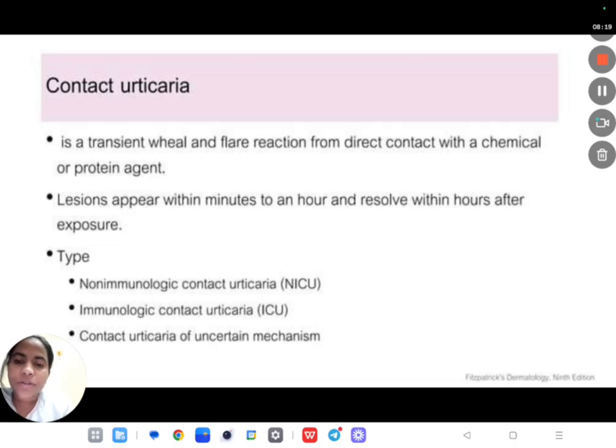Contact urticaria is a transient wheal and flare reaction from direct contact with a chemical or protein agent. The lesion appears within minutes to an hour, and resolves within hours after exposure. Types: non-immunological contact urticaria, immunological contact urticaria, and contact urticaria of uncertain mechanism.